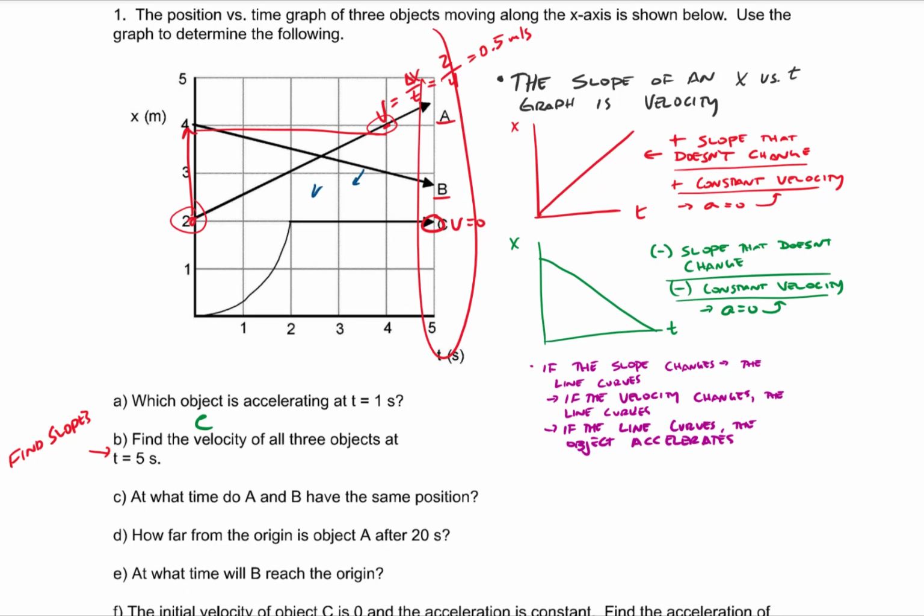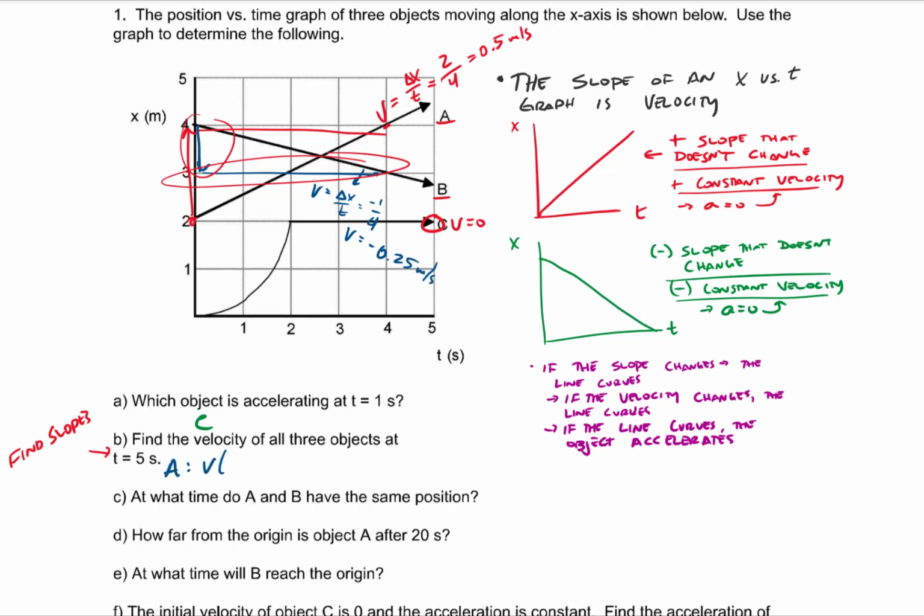We do the same thing for line B. That velocity is change in position over time, so we look at this change in position and this change in time. It's going to be -1 divided by 4, so that velocity is -0.25. So the velocity at 5 seconds for A is half a meter per second, for B is -0.25 meters per second, and for C the velocity at 5 seconds is 0. All from the slopes.